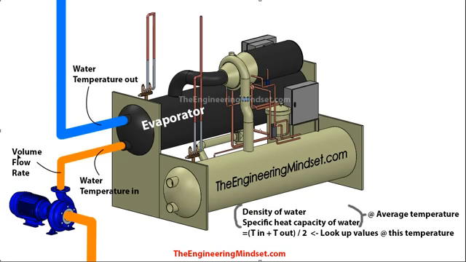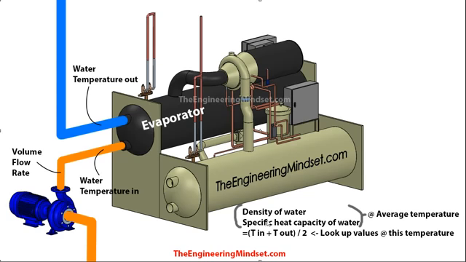So we're going to want to know what the volume flow rate is. Usually you can measure that from the pump. In this video we're not going to be looking at how to actually calculate the volume flow rate. I will make a separate video for that one. So we're going to assume some values for that, and then we also want to know the temperature of the water going into the evaporator and then the temperature of the water that's leaving the evaporator.